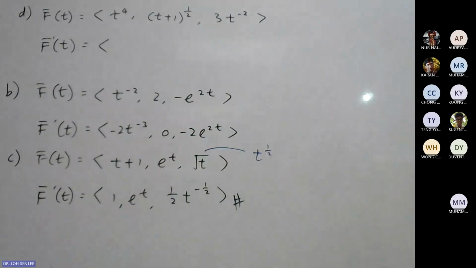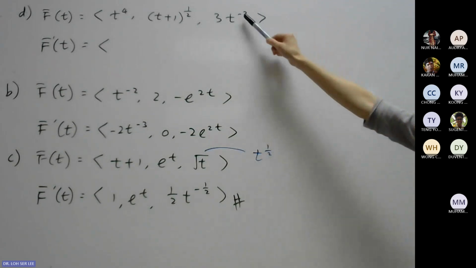We can write the square root as power of half, and the 1 over t squared is t to the power of -2.